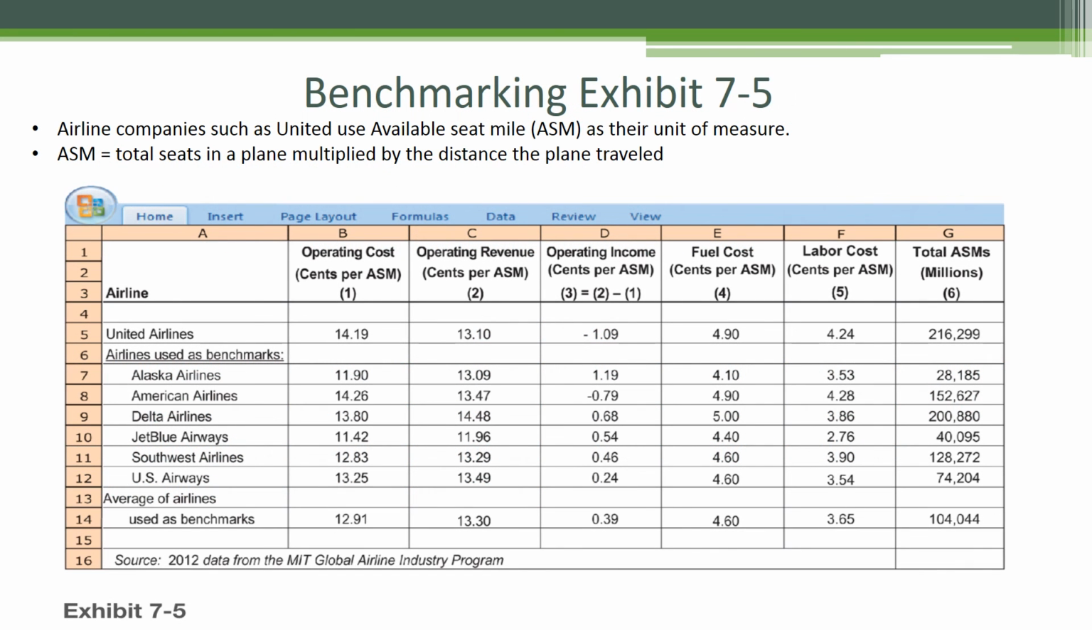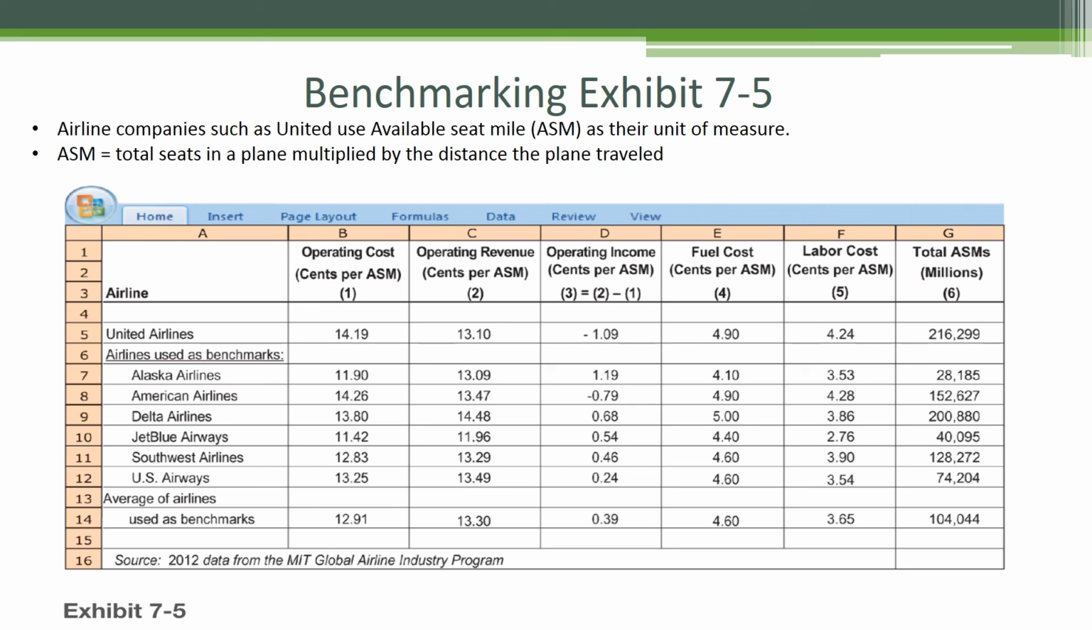An example of benchmarking is given in our text on page 268, Exhibit 7-5. This table shows the benchmarking data for United Airlines. As you can see, United uses available seat mile, or ASM, as their unit of measure. ASM is calculated by multiplying total seats in a plane times the distance the plane traveled. United has collected benchmark data from several of their competitors, not just their top 2 or 3.